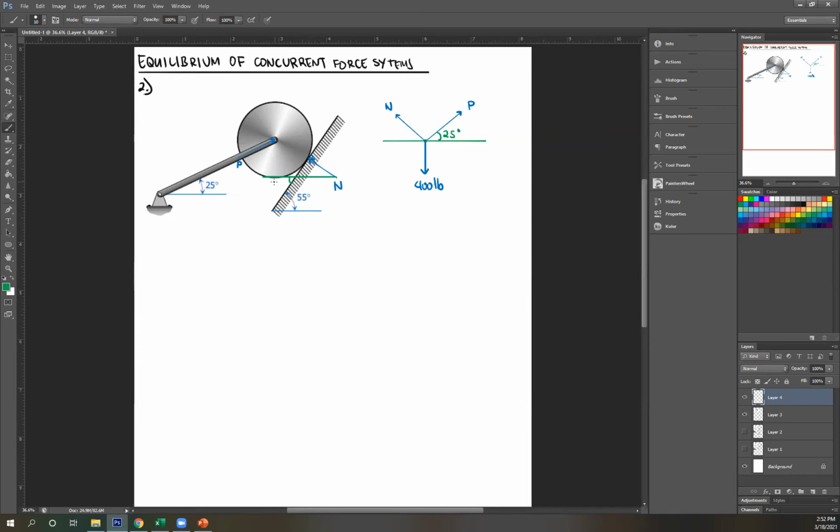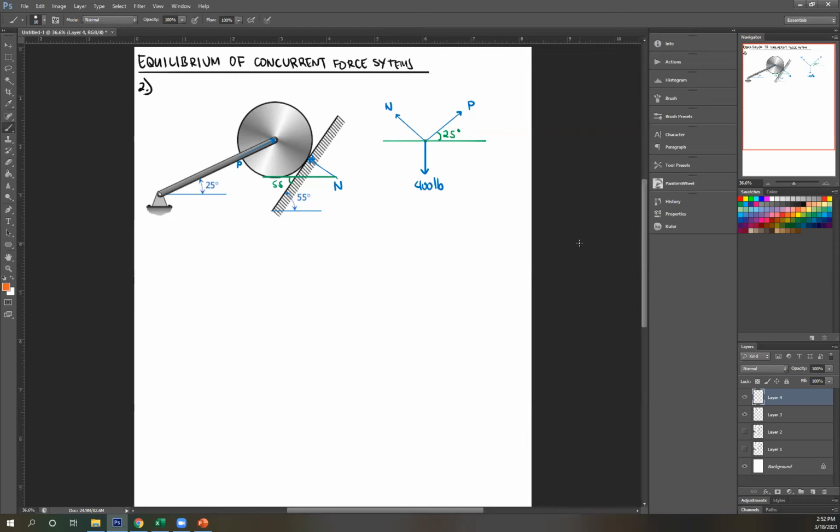This is 55 as well, by the law of alternating interior angles. And then you can use the law of perpendicular angles. The angle between them should be the same.